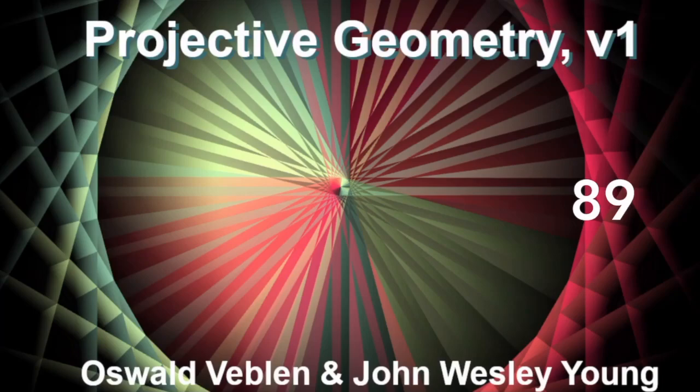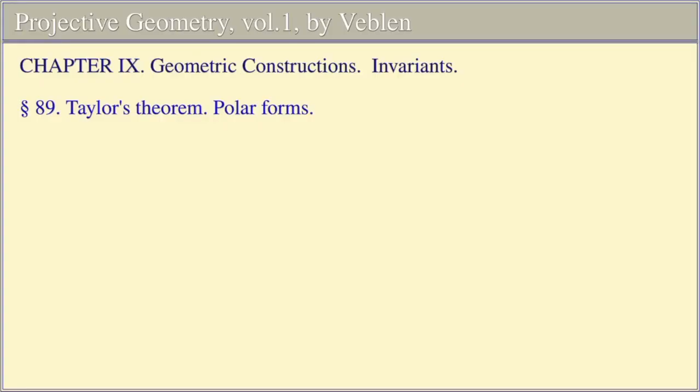Projective Geometry, Volume 1, by Oswald Veblen and John Wesley Young. Chapter 9, Geometric Constructions, Invariants. Section 89, Taylor's Theorem, Polar Forms.